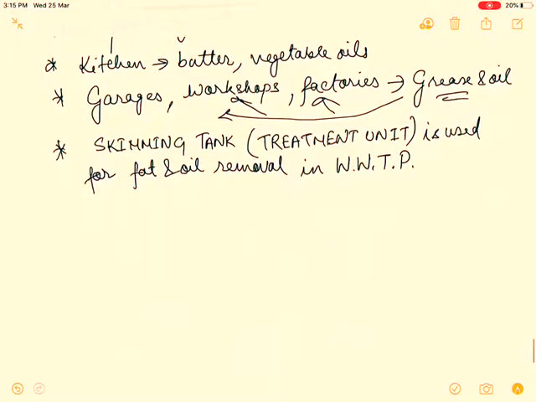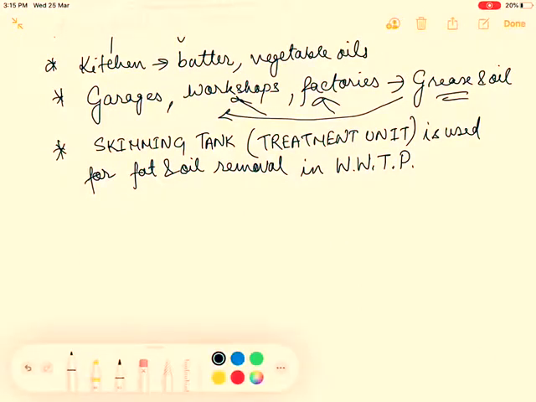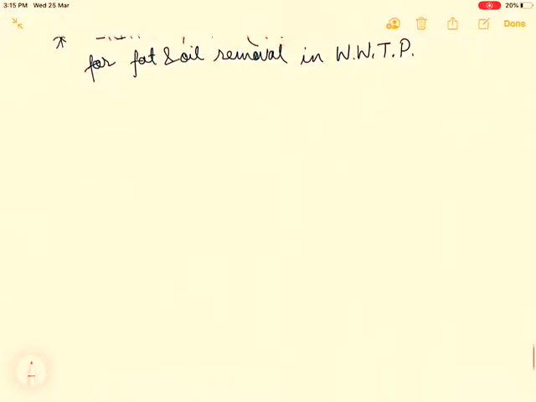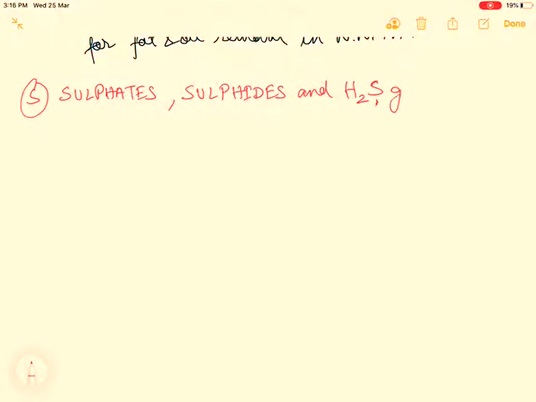Okay, all right, so moving on. This should be finished very fast because this is theory part. Okay, fifth is your sulfates, sulfides, and hydrogen sulfide gas. Okay, this is sulfide, not sulfate. Hydrogen sulfide gas. Okay, all right.